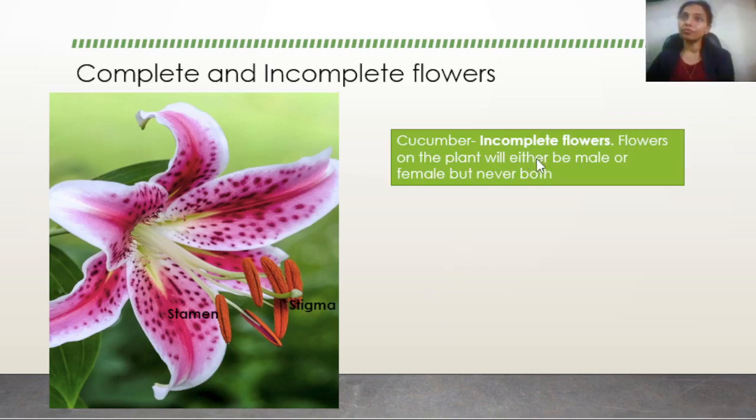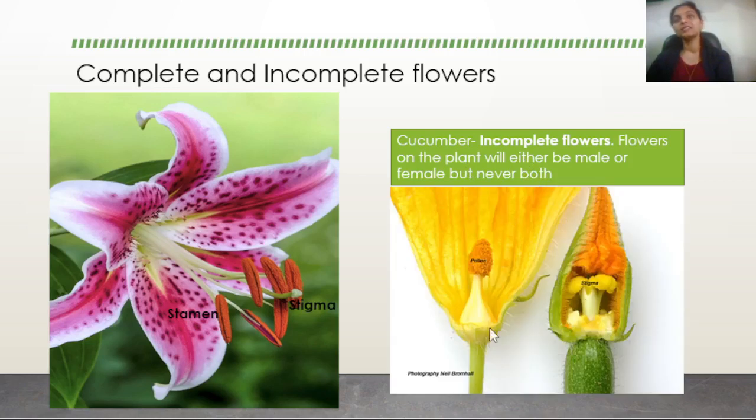An example of a plant having incomplete flowers is cucumber. The flowers of the cucumber plant will either be male or female, but never both. And this is how the male flower of the cucumber plant would look. You can see the filament and the anther is full of pollen grains. This is the female flower of the cucumber plant. It has the stigma, which is the sticky part. This is the style. This is the ovary.